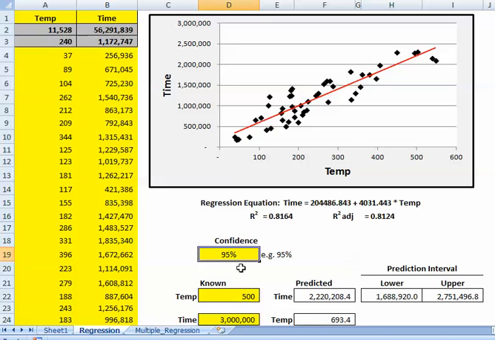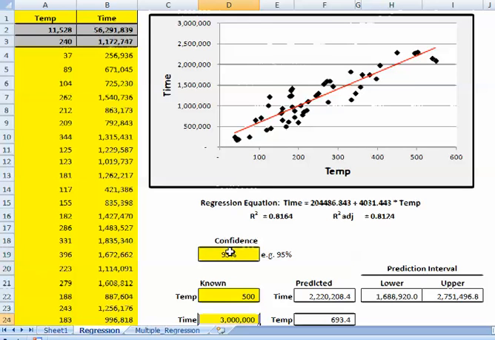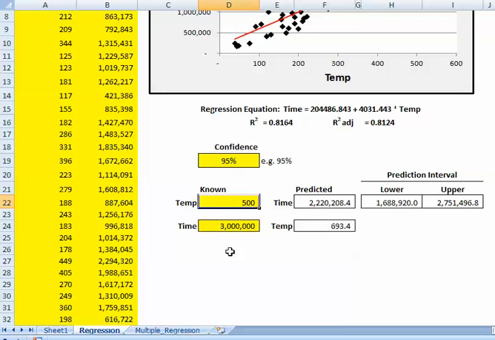Then we can come down here and actually play with the model. We could put a temperature in here, let's say it's 500 degrees Kelvin, and that will give us a predicted time of 2.2 million. Also given here is the prediction interval. On the lower end of the prediction interval it's 1.6 million, and on the upper it's 2.7 million.